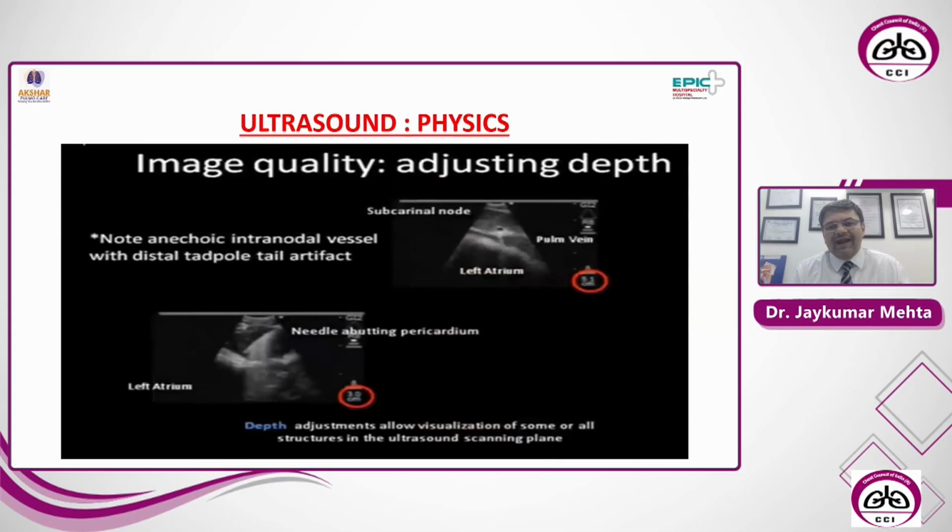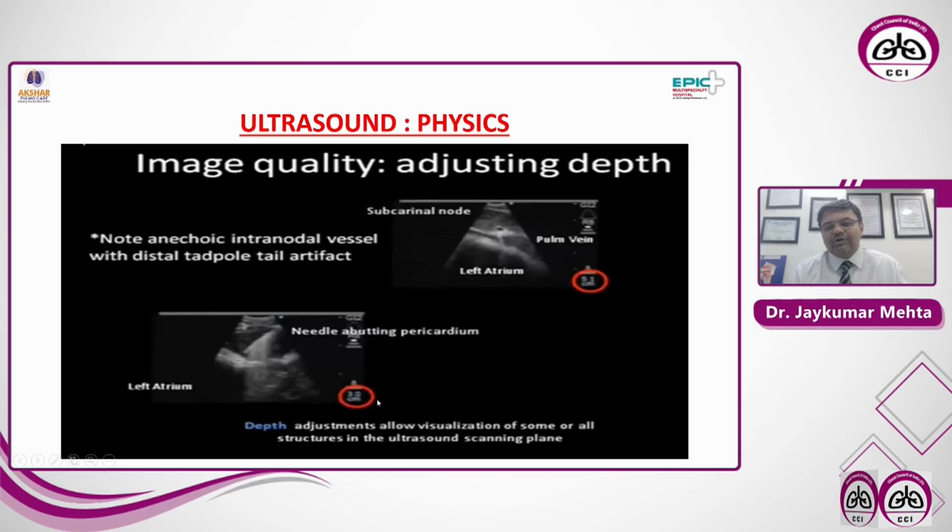Coming to the quality, how to adjust the depth. Well, we all see how big the node size is on the CT scan, and we try to mimic it with the help of EBUS to get the same diameter. So here we can see how to adjust the depth. Here we can see a 5.1 centimeter depth, and we see the subcarinal node looks like this.